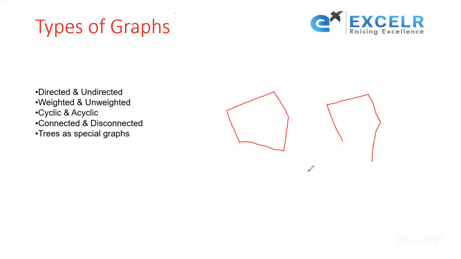Let me draw a graph like this. Is this graph connected? Which one is connected? First one or second one? Everyone is saying first one. Oh, someone is saying both. Anyone else? Someone is saying no one is connected. How? Only first one. Okay, fine.